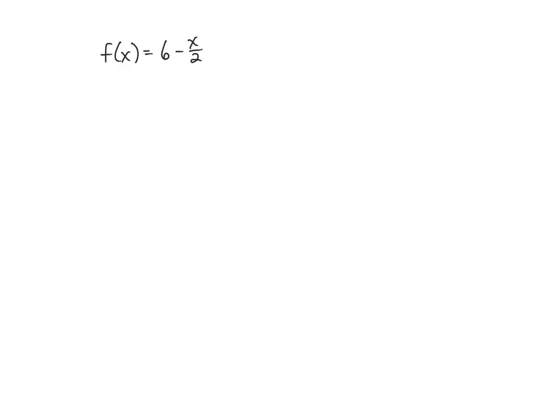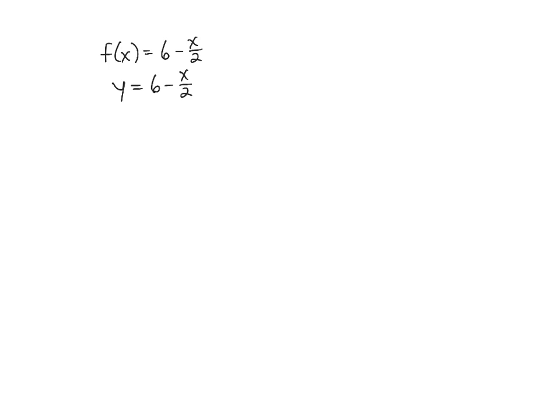Here we have the function f of x. We want to be able to find the inverse function to the function f of x. So in general, when we're trying to find inverses, we take the x and y and we switch them, and then we solve for y again. So in this case, we're going to change the f of x back to a y. So we have y is equal to 6 minus x over 2.